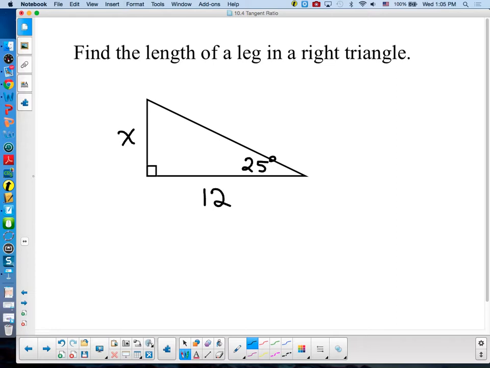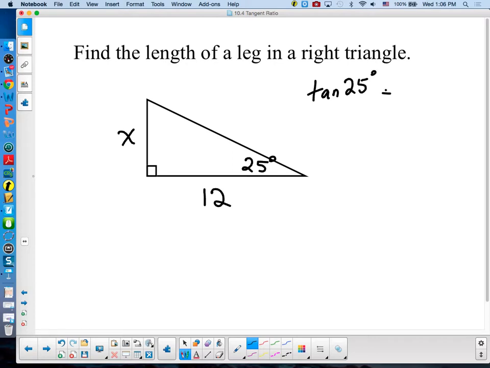Could we do Pythagorean theorem? Why not? There's no hypotenuse. And even if we had the hypotenuse, we'd be missing two sides really. So yeah, there's just not enough side measurements. Can't do Pythagorean theorem. But we can do the tangent. So we can do the tangent of 25 degrees.